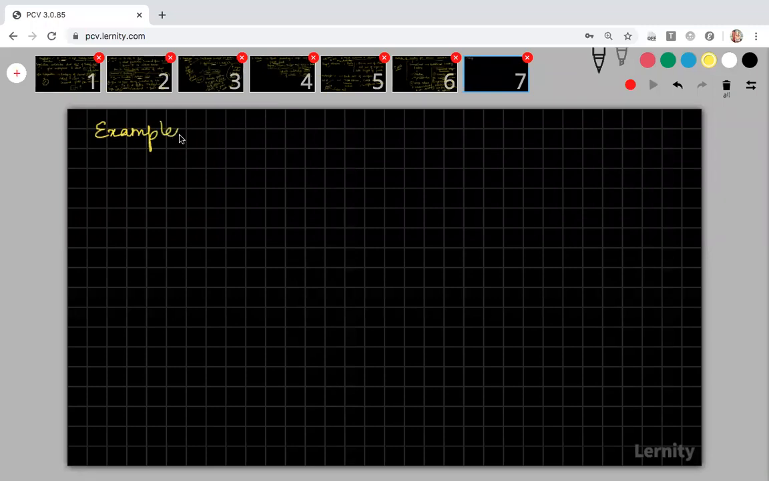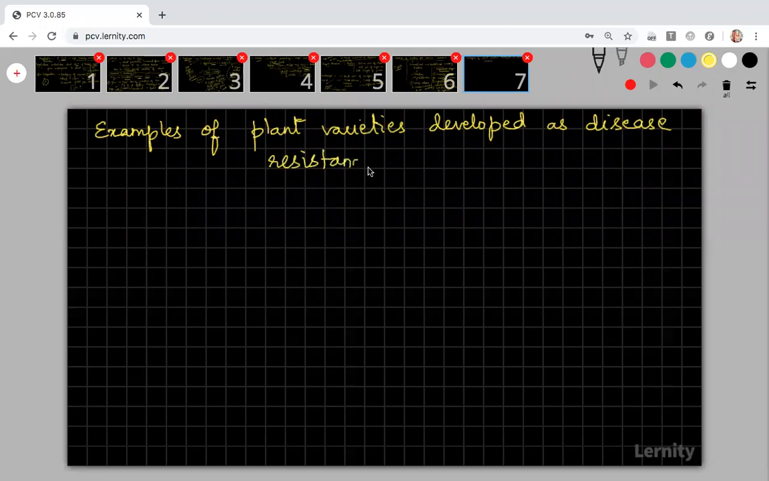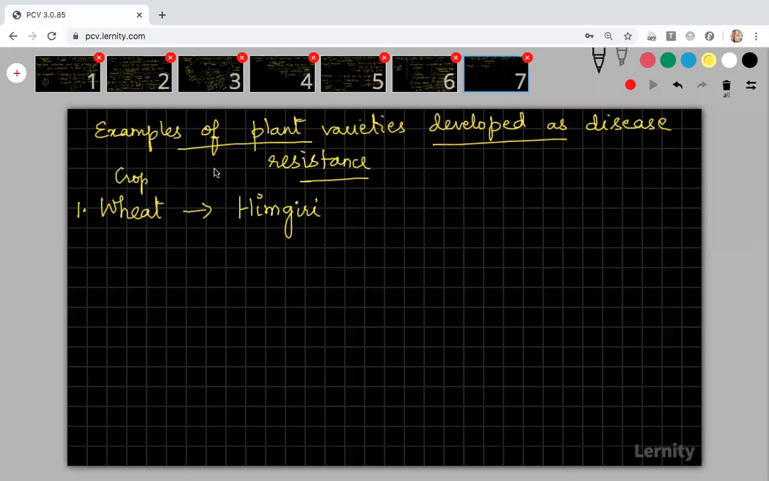Examples of plant varieties developed for disease resistance, some of the plant varieties which have been developed in India. I will list down some examples. The first example is wheat. The variety of wheat developed for resistance against disease is called Himgiri. So this is the crop, and this is the variety.